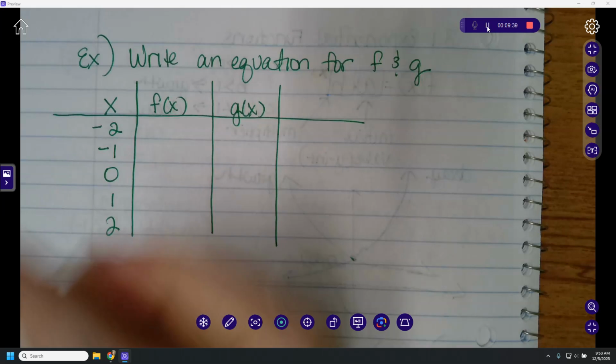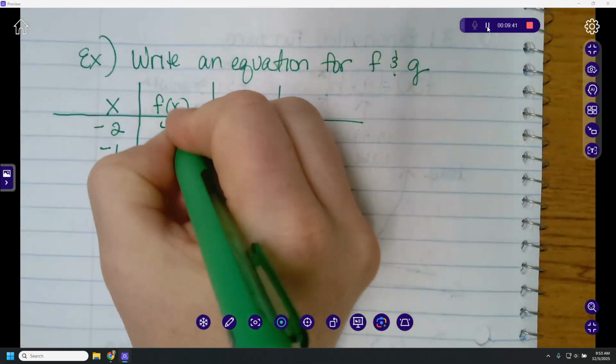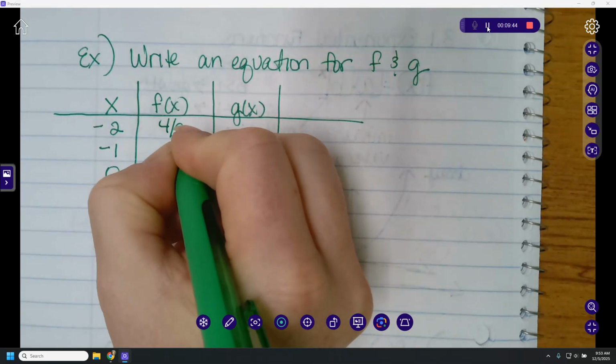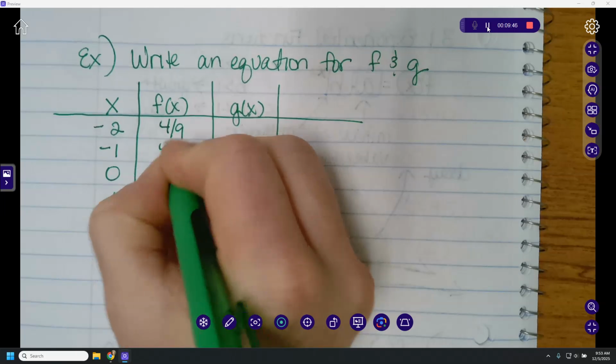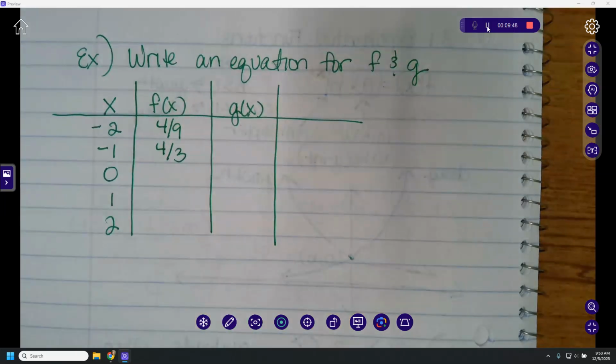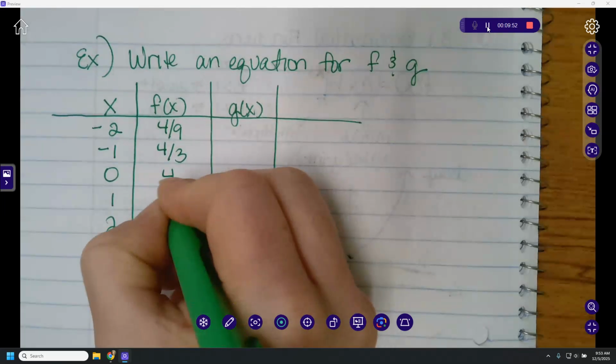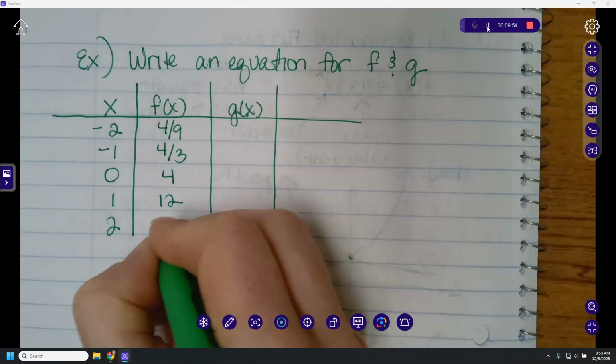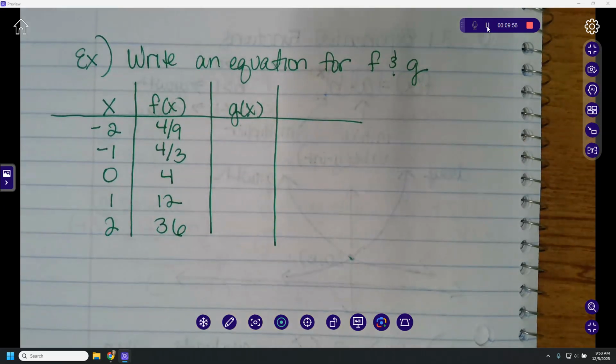Suppose I told you that f of x was 4 over 9 in the top row, and then it went to 4 over 3, and then it went to 4, and then it went to 12, and then it went to 36. Would you turn and talk with your neighbor? Would you identify the y-intercept and the multiplier, please?